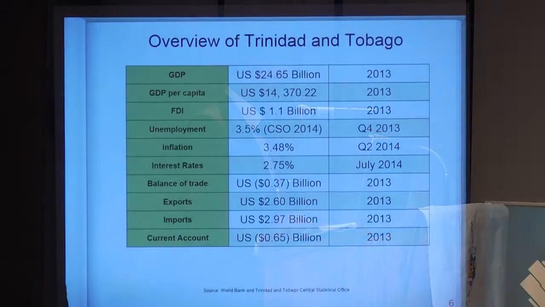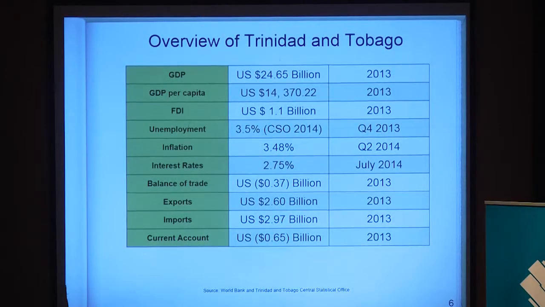Now, having pursued a number of diversification strategies, the country still remained heavily dependent on the energy sector, which alone contributed to 41% of GDP, over 60% of government revenue, over 65% of export, and approximately 93% of FDI and only 3.5% of unemployment in 2013.